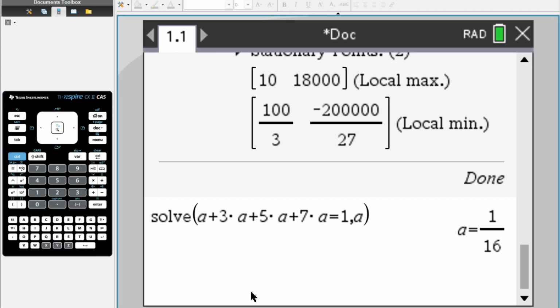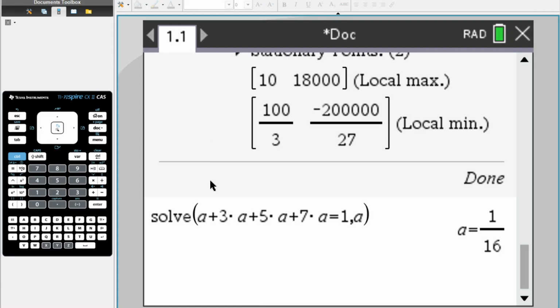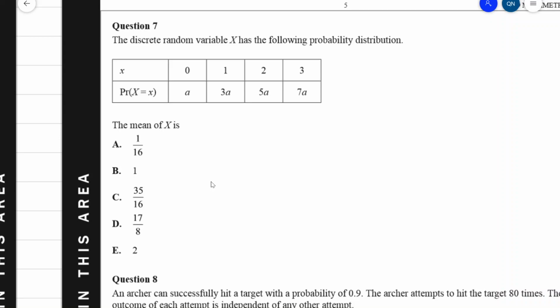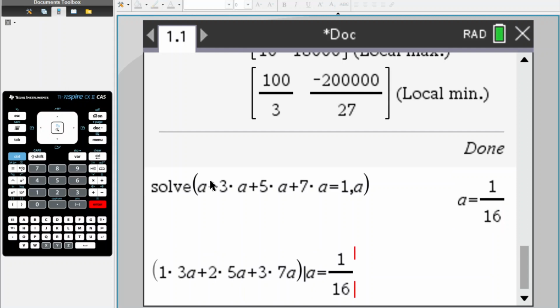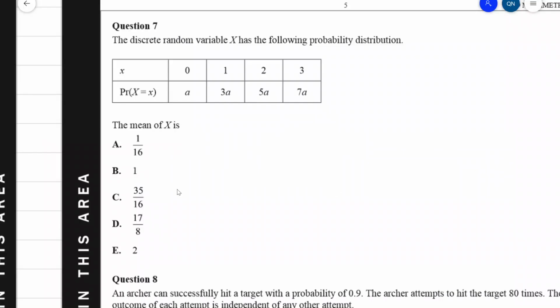Well, we can ignore the 0 over here because 0 times a is 0. What you can do is 1 times 3a, well, could have just written 3a, and then plus 2 times 5a, and then plus 3 times 7a. And then I want to evaluate this such that a = 1/16, just so I don't have to type in 1/16 everywhere. And then we get 17/8, and that's going to be option D.